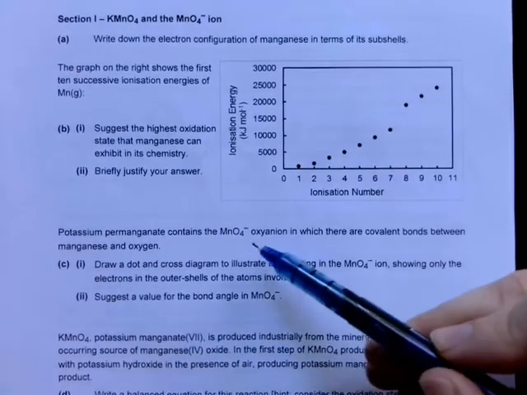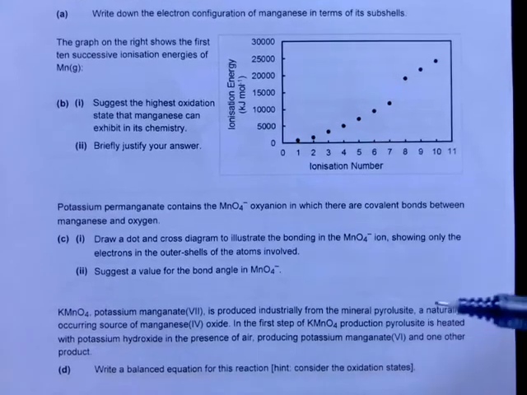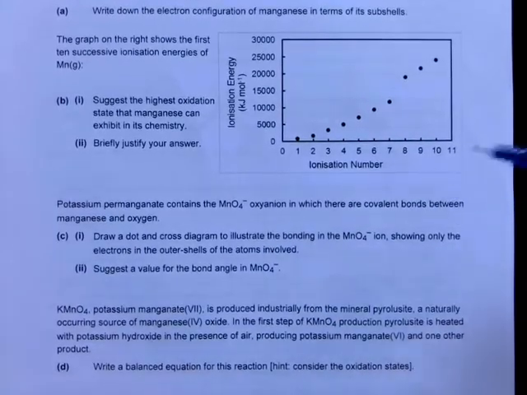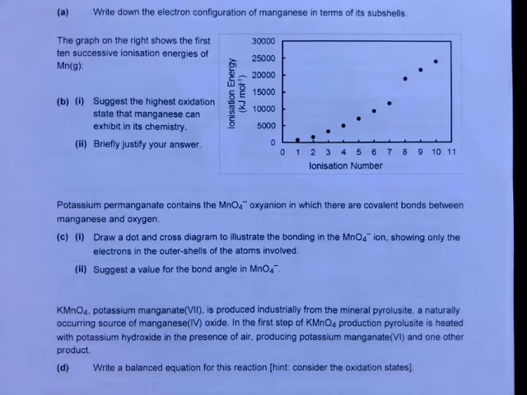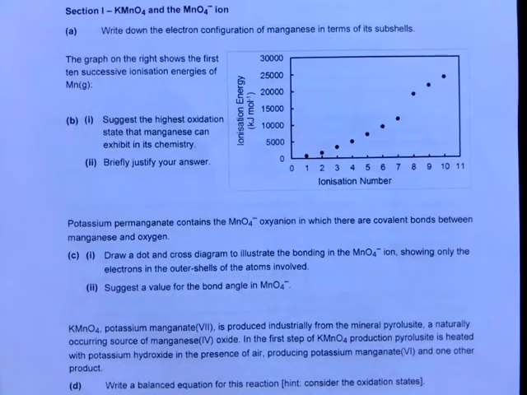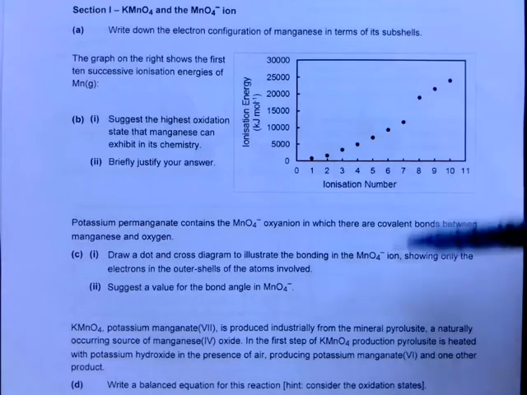Potassium permanganate contains the MnO4- oxyanion, in which there are covalent bonds between manganese and oxygen. Draw a dot and cross diagram to illustrate the bonding in the MnO4- ion, showing only the electrons in the outer shells of the atoms involved. So I think you should be able to have a good stab at this.